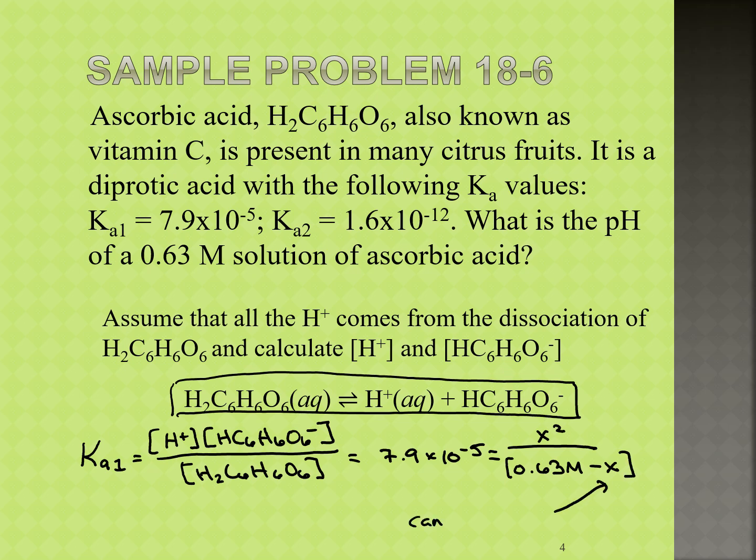We want to say, can we ignore this? Meaning, does it ionize less than 5%? That'll make this a non-quadratic to solve for. So let's see on the next slide if we can do that.